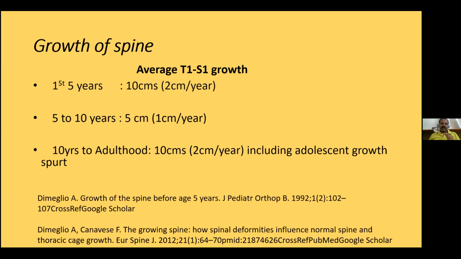So growth of the spine, the average thoracolumbar, that is T1 to S1 growth, is about 10 centimeters in the first 5 years of age, about 2 centimeters a year. And then between 5 and 10 years, it's about 5 centimeters, which is 1 centimeter a year. And from 10 years to adulthood, it is about 10 centimeters, that is again 2 centimeters a year, which includes your adolescent growth spurt as well.